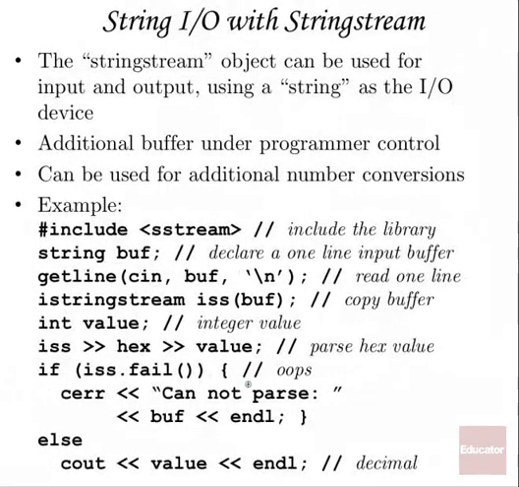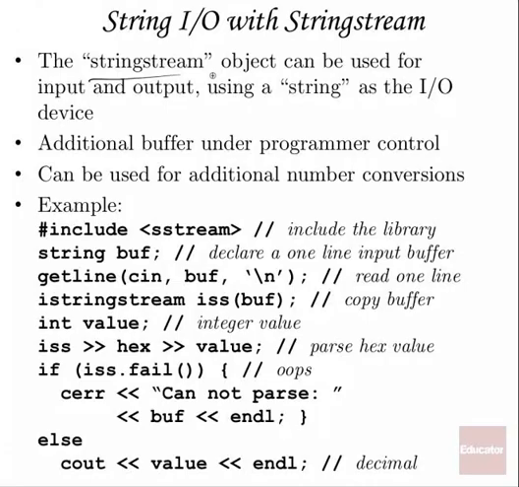So here's why we're talking about the string stream. The string stream object can be used for input and output. You can do your formatted input and formatted output into an actual string. Once you have that string, you can do whatever you want with it. So if you're outputting, you can do all your formatted output into a string stream, and then take that stream and put that to the final device.